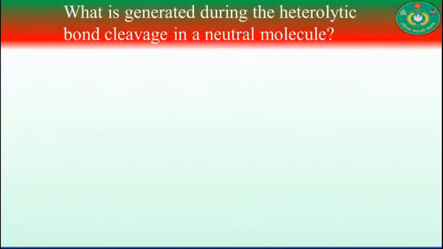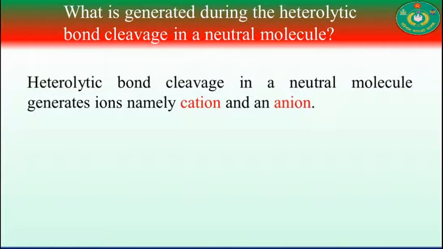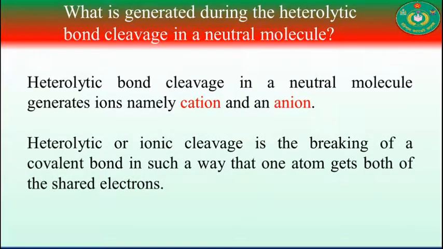Now, what is generated during the heterolytic bond cleavage in a neutral molecule? Yes, the answer is, when heterolytic bond cleavage has taken place, two ions are generated here, namely a cation and an anion. Heterolytic or ionic cleavage is the breaking of a covalent bond, where one atom gets both of the shared electrons.